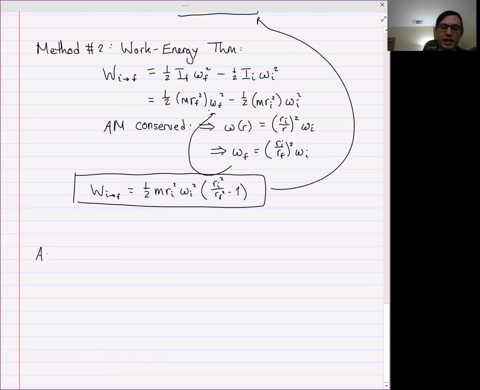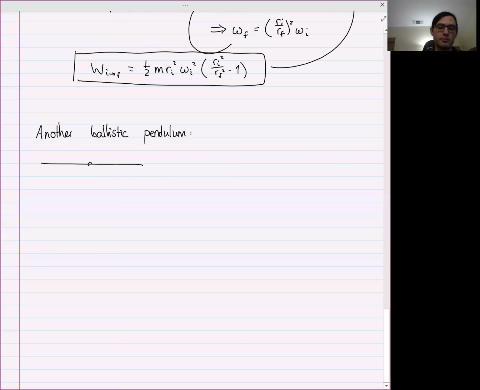So this is another, more complicated version of a ballistic pendulum. Here's the picture. Instead of a string hanging from the ceiling with just a block underneath it, we have a ruler attached to a hinge on the ceiling. Maybe that ruler has a center of mass in the middle, and you fire a bullet at it.